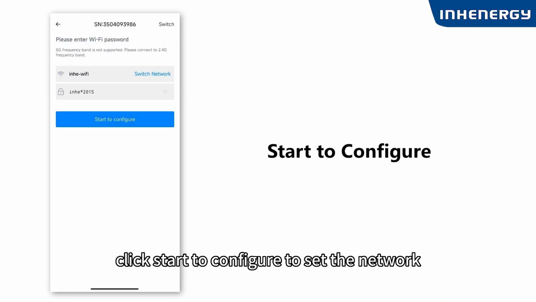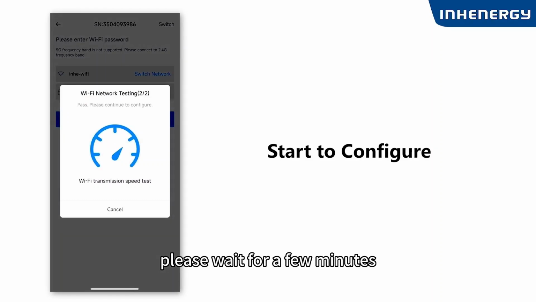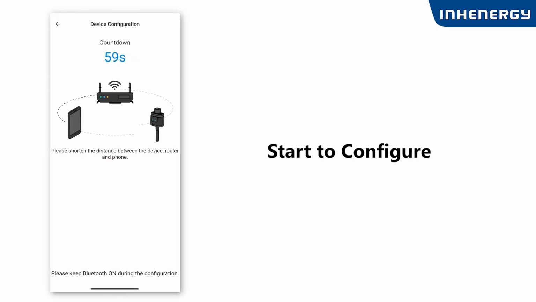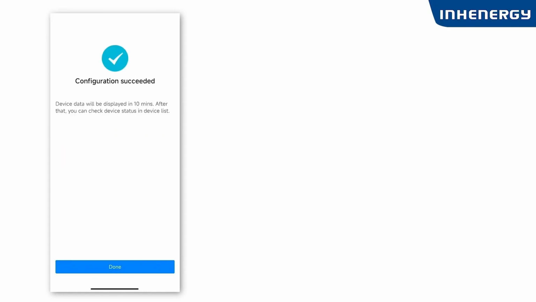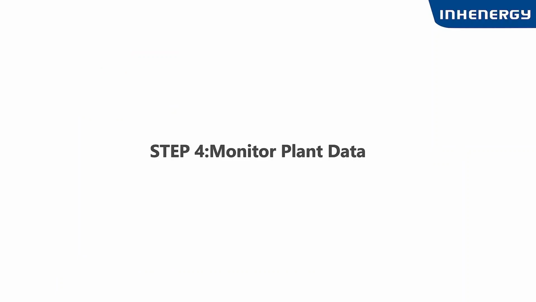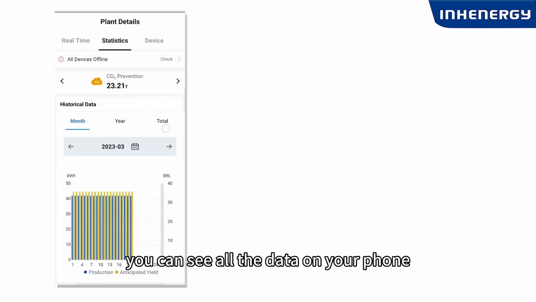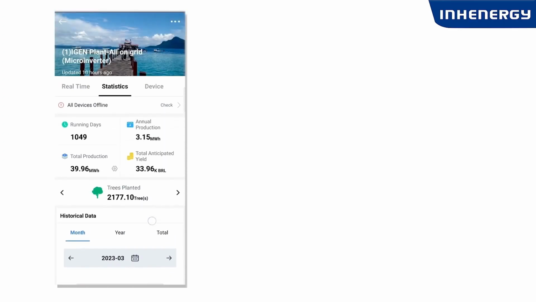Click Start to configure to set the network. Please wait for a few minutes. Then click Done and view plant data. You can see all the data on your phone at any time, anywhere.